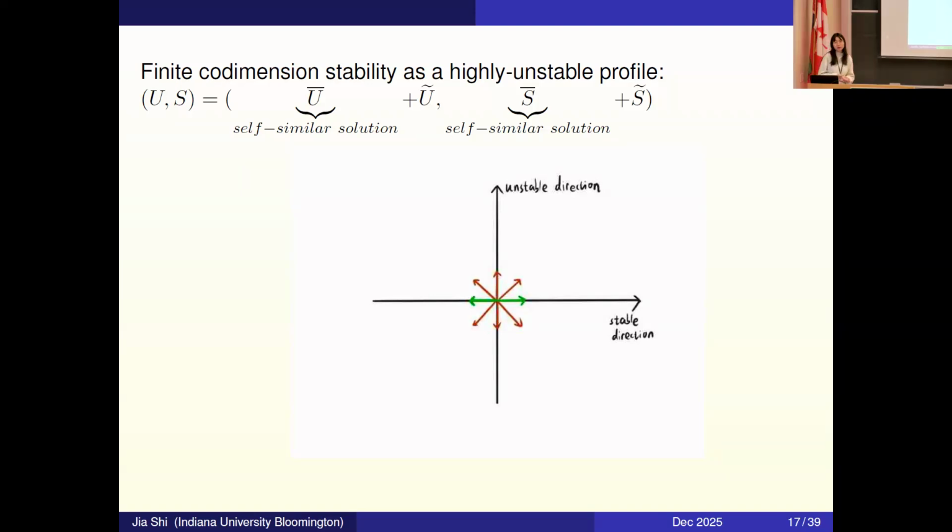So with probability 1, if you do a random perturbation, you will not be able to see this stability and this blow-up effect. So if you have finite codimension stability, that is a super unstable profile, and it's very hard to see in experiments.